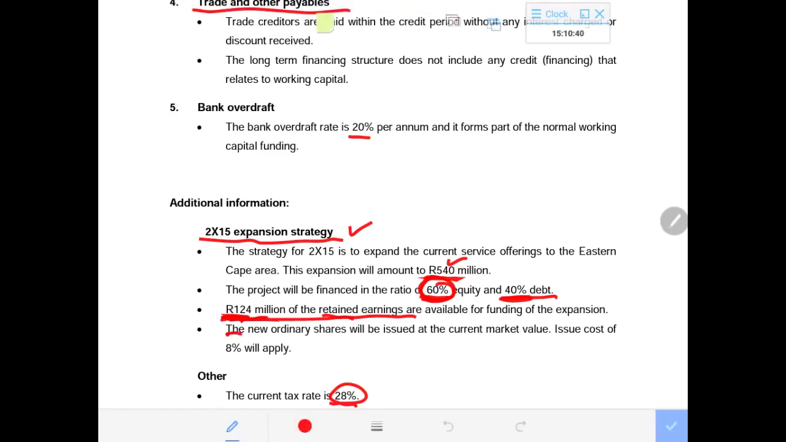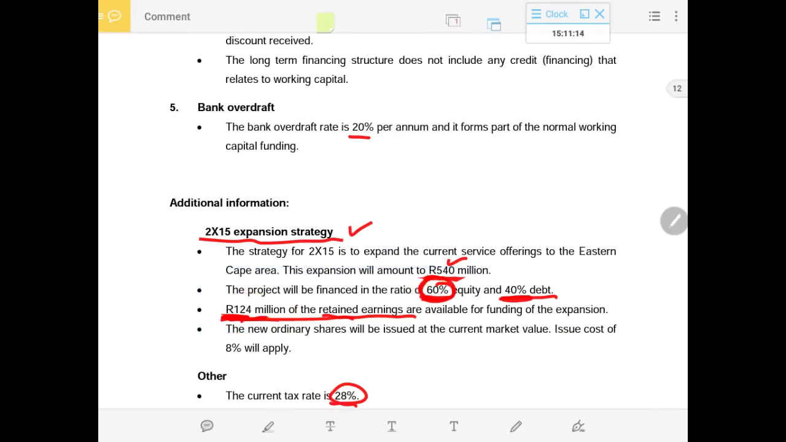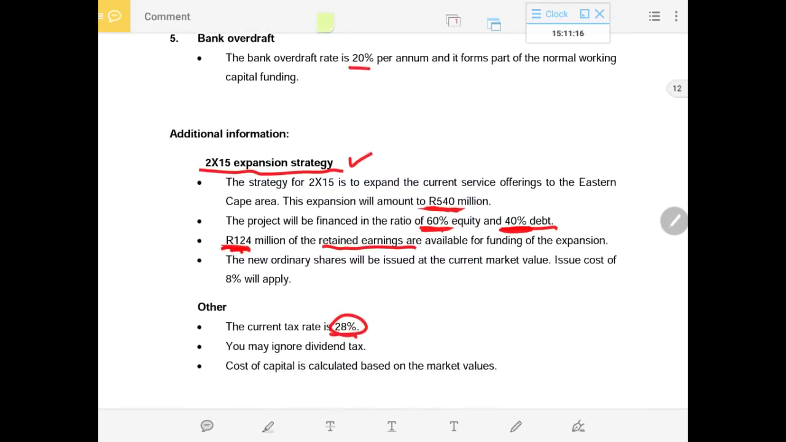Then it says the new ordinary shares will be issued at the current market value, and the issue cost of 8% will apply. So now they are telling us that under equity we have to issue shares in that 60% after we have deducted 124 million, which is retained. Then we must issue shares, and after issuing shares, we'll have to calculate how many shares must be issued in order for us to raise funds through equity of that 60% after deducting 124 million. I'll show you that also when the question instructs me to do so.